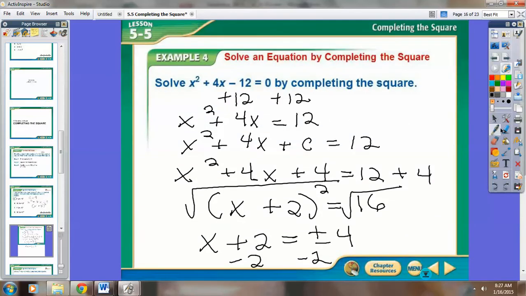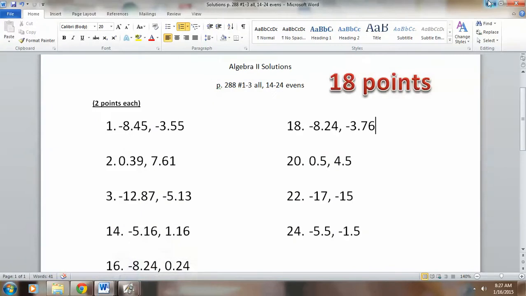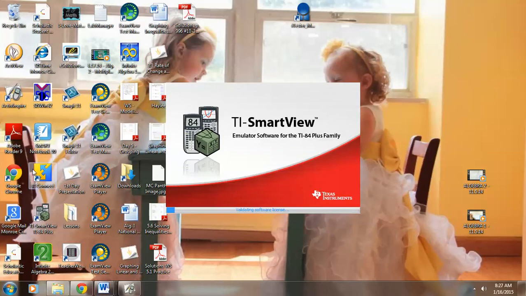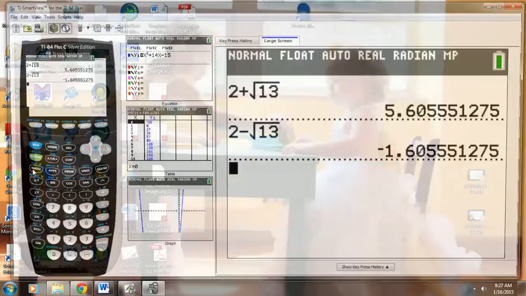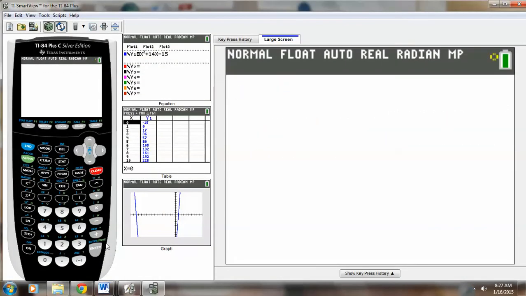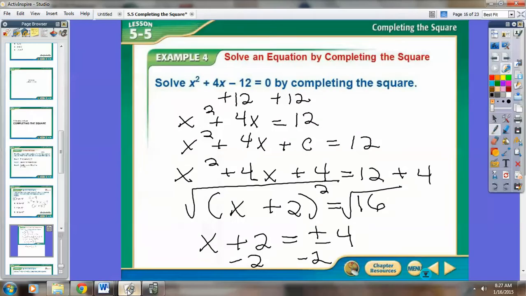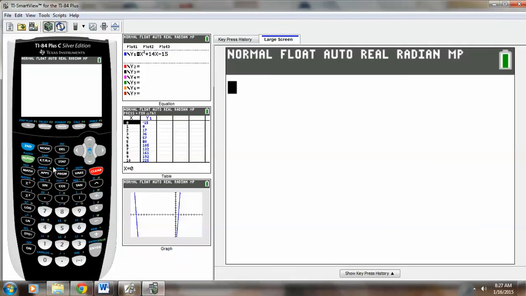Remember, we can always check our answer. If you don't have a graphing calculator, grab one real quick. We want to graph the original equation. Remember, to type it into our calculator, it's going to have to equal 0, which it already does. So let's type in x squared plus 4x minus 12.